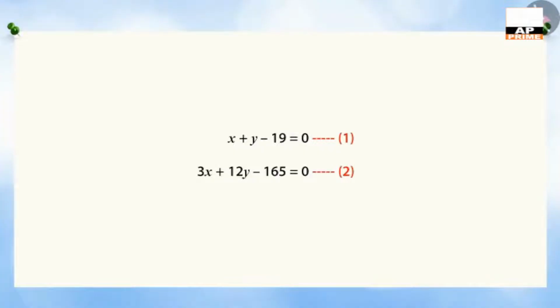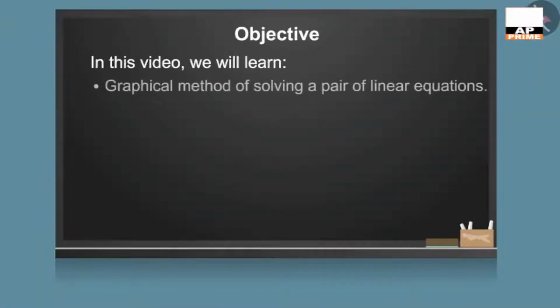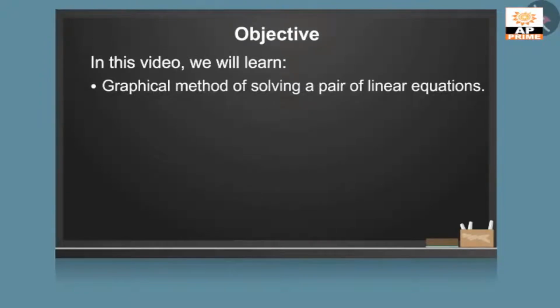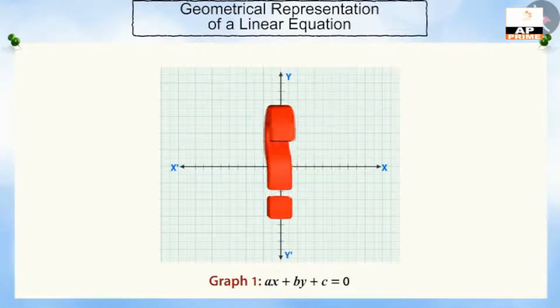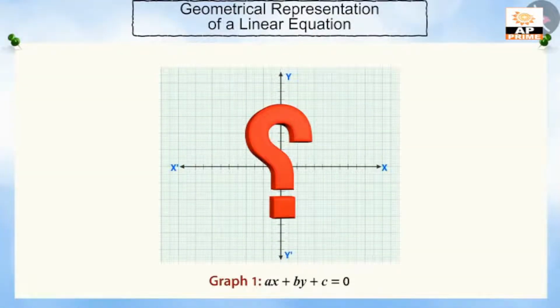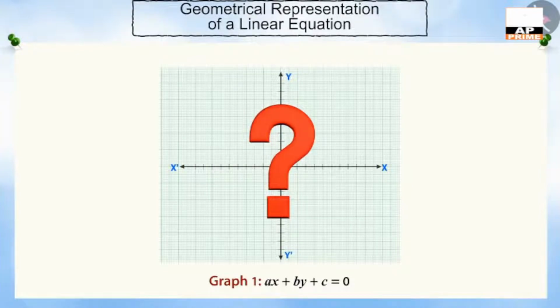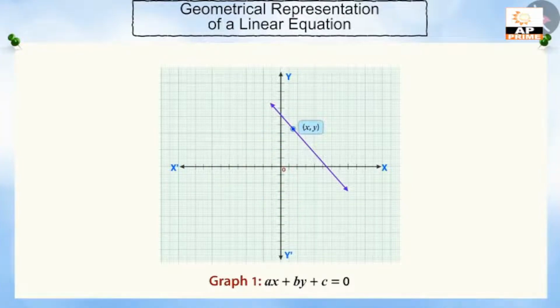So far, we have learned about a pair of linear equations in 2 variables. In this video, we will learn about the graphical method of solving a pair of linear equations and the behavior of the lines denoted by a pair of linear equations. Can you tell me, what is the geometrical representation of a linear equation in 2 variables? Absolutely right. This is a straight line. Each solution of this linear equation is a point on the line denoting the equation.